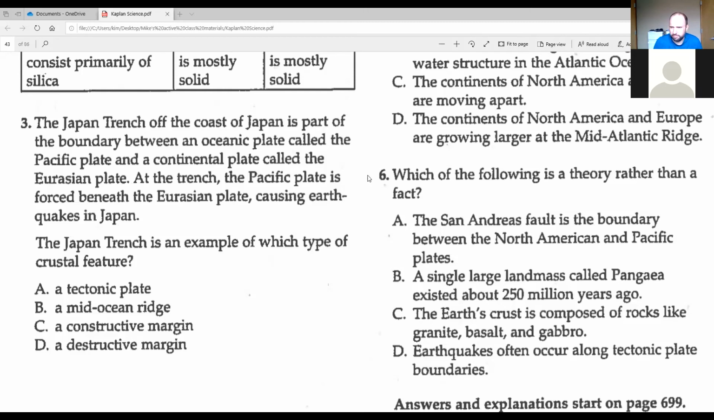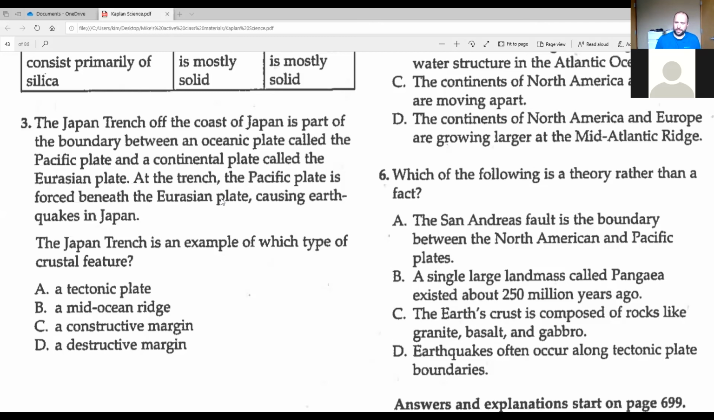a destructive margin. So the first 2 that I'd throw out right away, A, a tectonic plate. We're not describing a tectonic plate, we're describing a plate boundary. We're also not describing a mid-ocean ridge because it says there is a trench, right? A trench would be like the opposite of a ridge. So some of that's vocabulary, right? If you don't know that kind of stuff, then you're left to guess. But A and B would be the ones I would throw away, and I would pick between C and D.